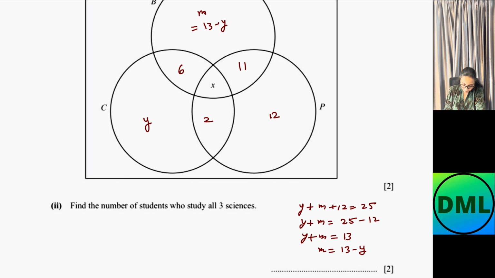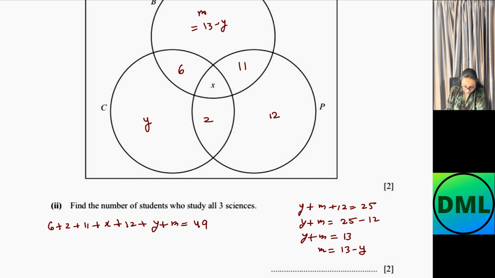They say to find the number of students who study all three sciences. That is the number X that we need to figure out. They say that all the students in the year group are 49 in number. Let's put all the numbers in an addition equal to 49: 6 plus 2 plus 11 plus x plus 12 plus y plus m is equal to 49. I need to solve this for x. I know that y plus m is equal to 13, so let's substitute the value here.